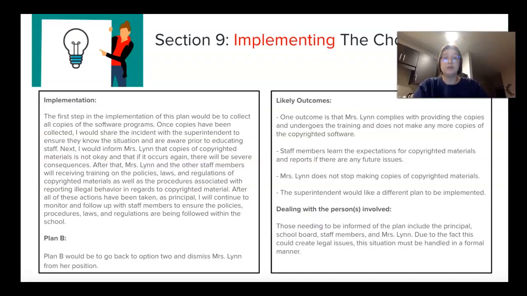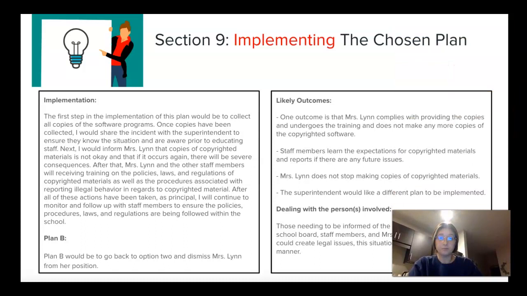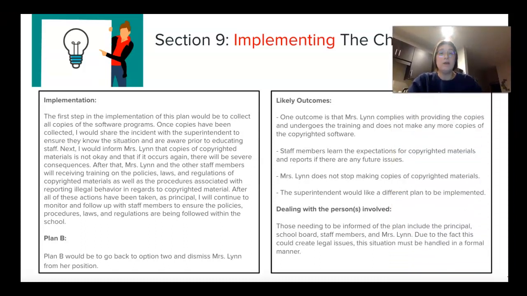Section 9 focused on implementing the chosen plan. Implementation. The first step in the implementation of this plan would be to collect all copies of the software programs. Once copies have been collected, I would share the incident with the superintendent to ensure they know the situation and are aware prior to educating staff.